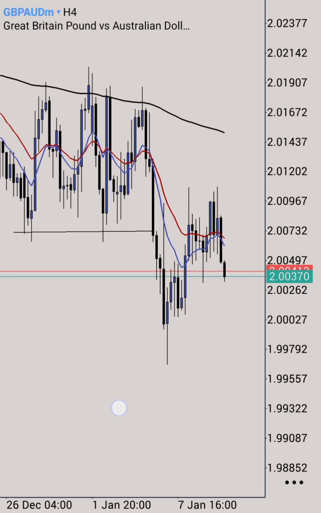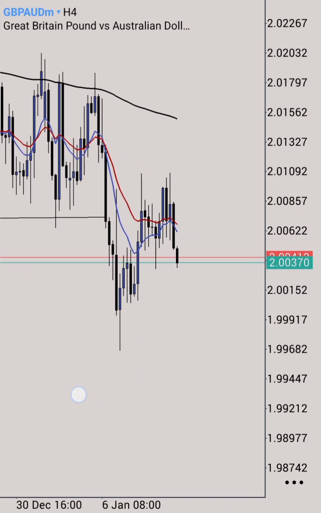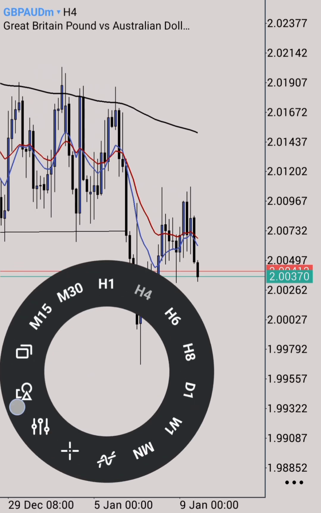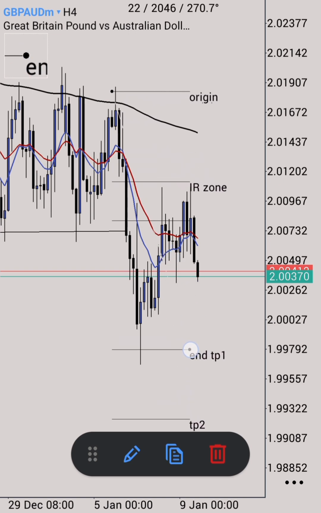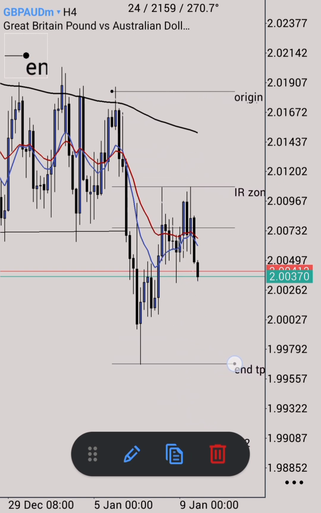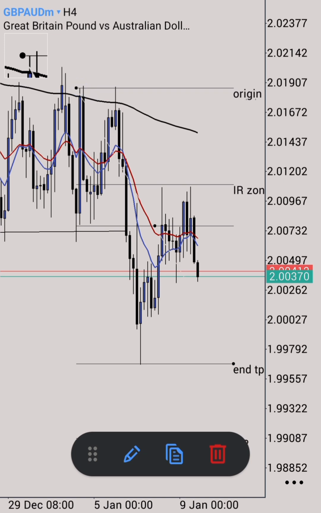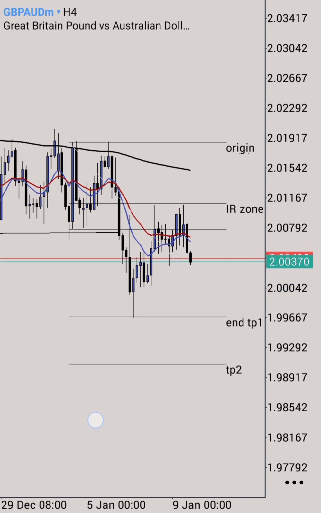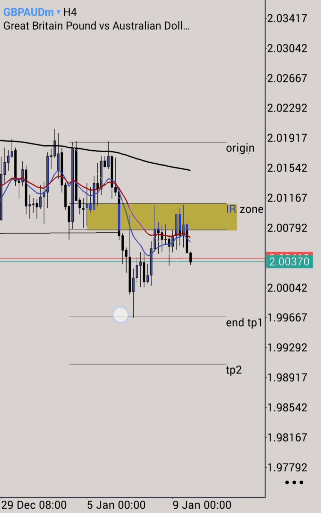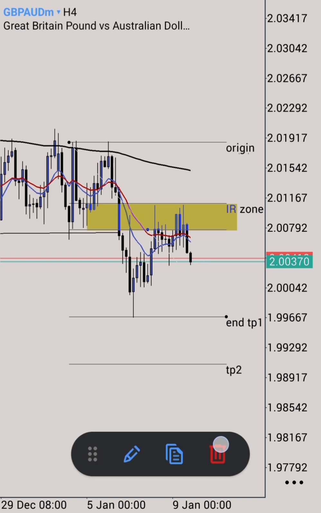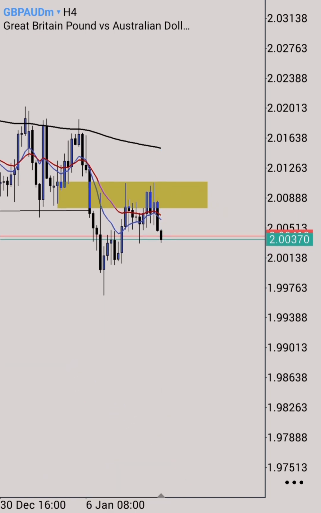Now, we all believe that after an impulsive move, we expect a retracement. Now we pull out our Fibonacci tool, starting from the origin of the impulse to the end of the impulse. All right. So we could clearly see that the market came into my point of interest, which is the IR zone. Right. So the market is at my point of interest.